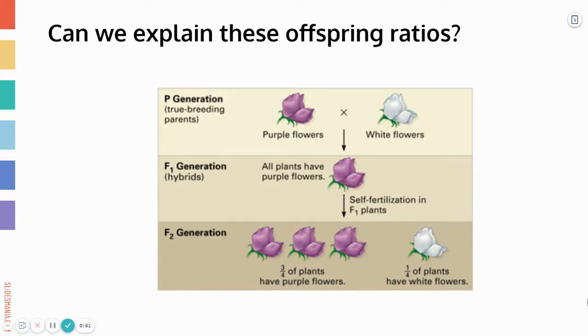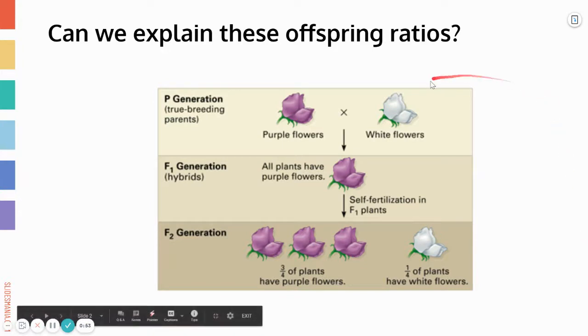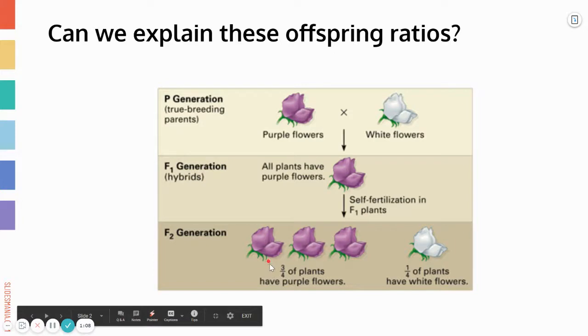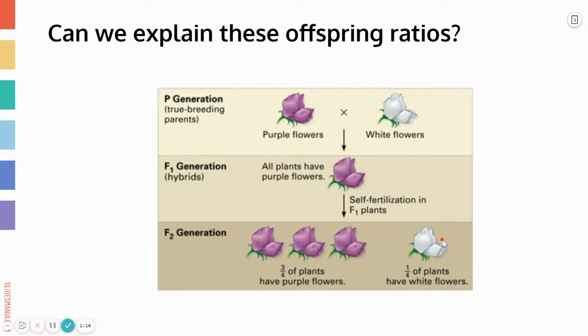So remember that when Mendel was studying these pea plants, he saw that if he crossed a true breeding purple plant with a true breeding white plant, in the first generation, all of the offspring were purple. But if he let these plants self-fertilize, then 75% of the time the offspring were purple, but we got this white trait popping back up in a quarter of the cases. So we're going to look at these offspring ratios and use Punnett squares to see if we can explain how this happened.